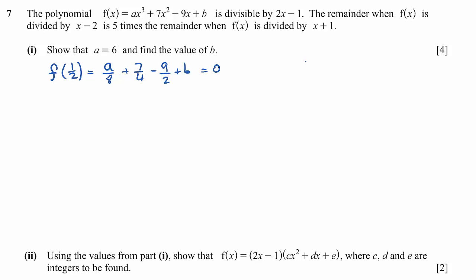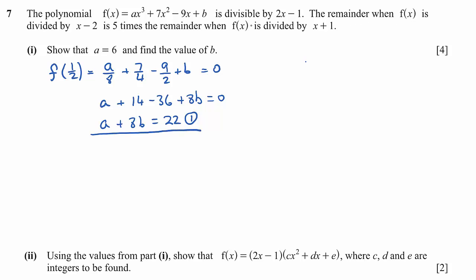I'm just going to multiply through by 8 here to get rid of the fractions. So that will give me a, and then 8 divided by 4 is 2, so that's going to give me 14. 8 divided by 2 is 4, so that's minus 36. And then I'll have 8b, and that's equal to 0, which gives me that a plus 8b would be equal to 22. And I'm going to call that equation 1.